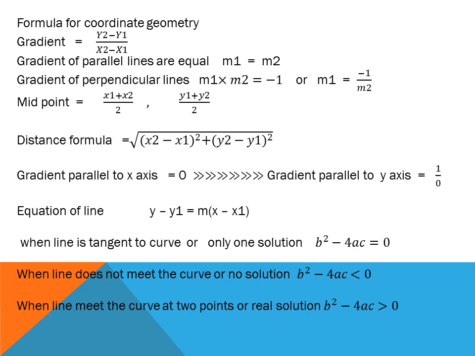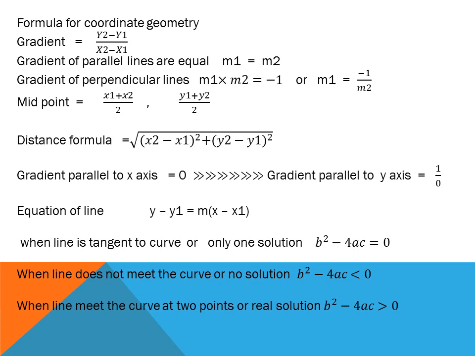Midpoint of any 2 points is x1 plus x2 over 2 and y1 plus y2 over 2. Similarly, the distance formula is the same as in O level: square root of x2 minus x1 whole squared plus y2 minus y1 whole squared. Gradient parallel to the x-axis is always 0 and gradient parallel to the y-axis is 1 over 0. It means infinity.